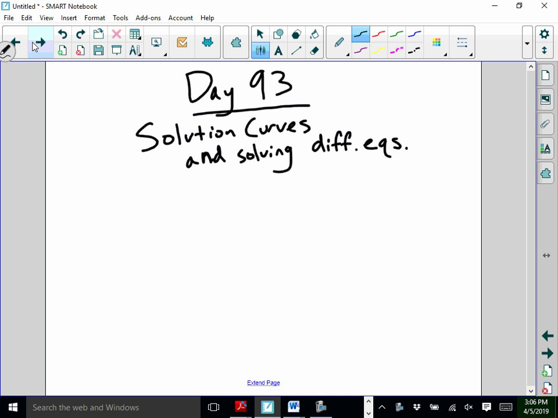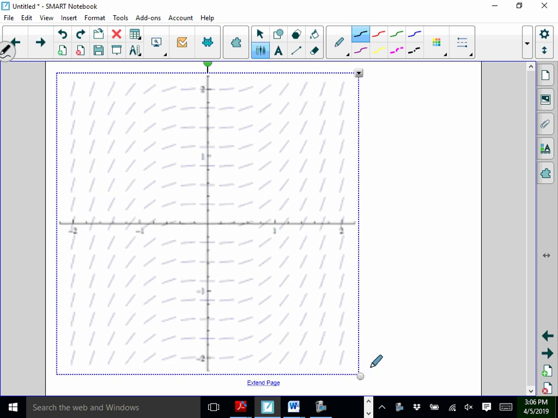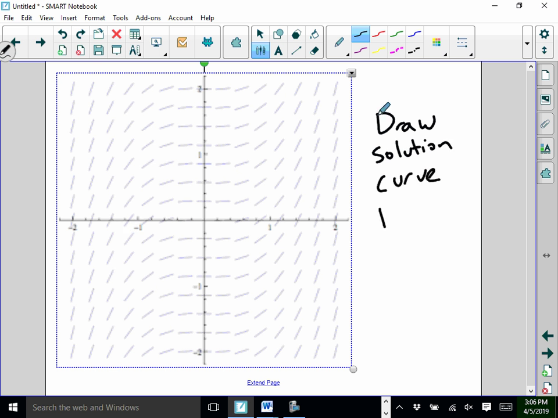Here is a slope field. Hopefully you can see that okay. What they might ask you to do is plot the solution curve through the point 0, 1. They'll say, draw a solution curve through the point 0, 1. So the first thing you want to do is plot the point 0, 1, which means 0 x, 1 y, so it'll be right here.